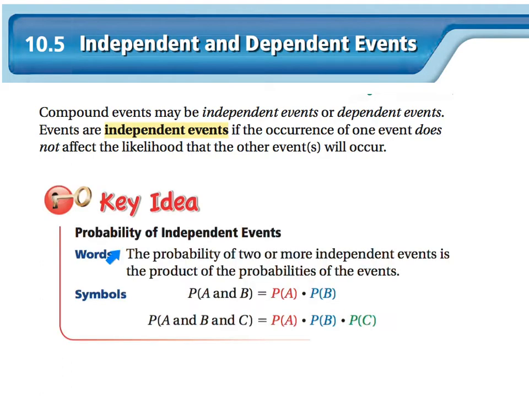So your key idea will show you this: the probability of an independent event. In words, the probability of two or more independent events is the product of the probabilities of the events. All you do is this. If you have to find the probability of event A happening, then event B, you find the probability of each and multiply them together. The same thing if you have three events that don't affect each other. You would find the probability of one, multiply by each of the others.